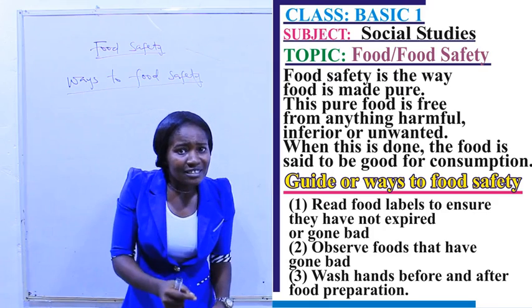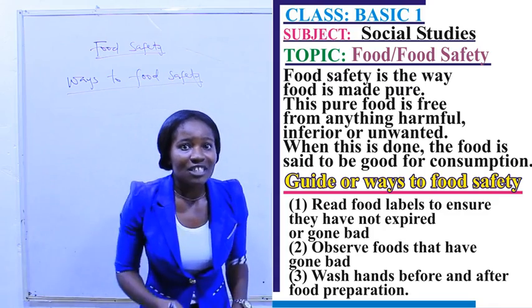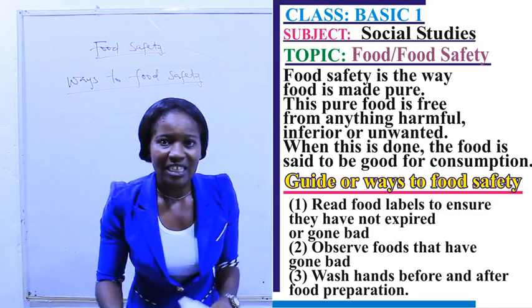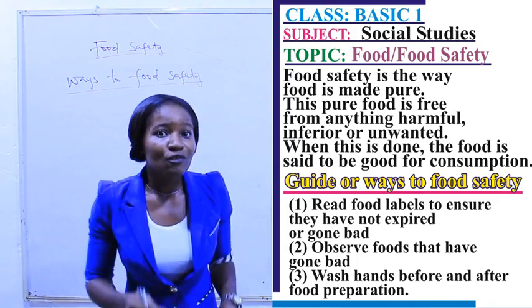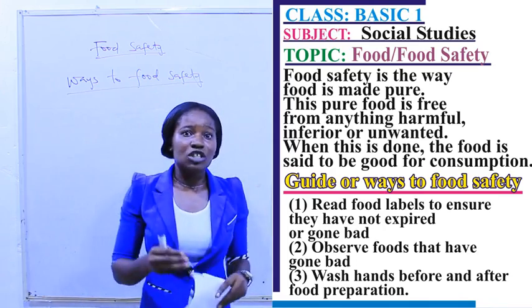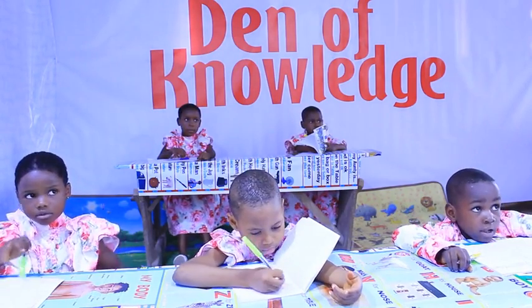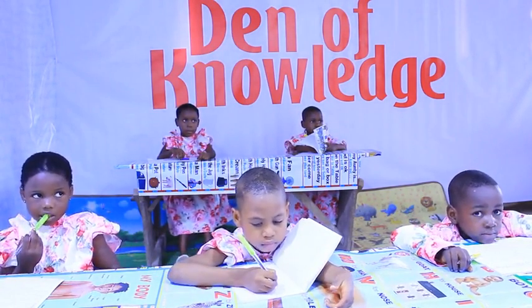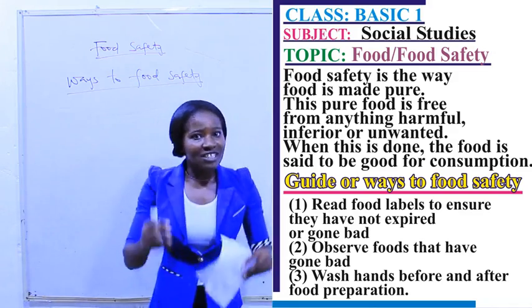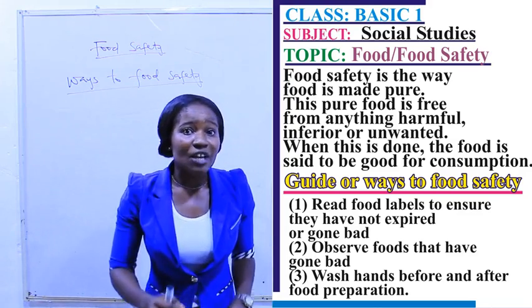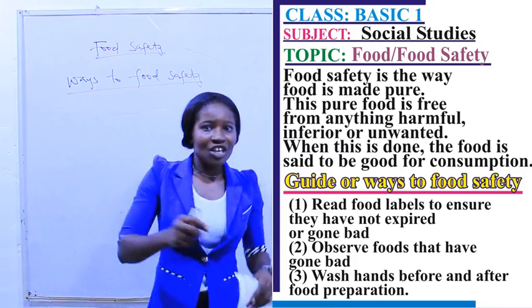Then the next step is you perceive. Some of us, once they give you food, you will start eating it like that. You need to perceive the odor coming out from the food. If that food is good, you eat it. If the food is bad, you also do what? Leave it. That is safety. So once they give you food, you need to check the odor that is coming out from the food. That is food safety.